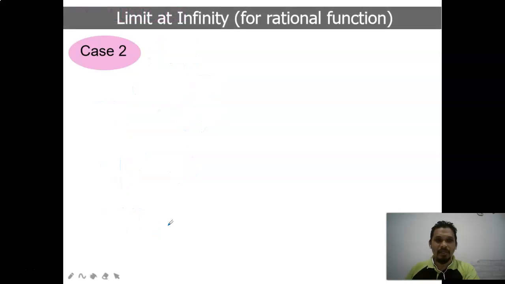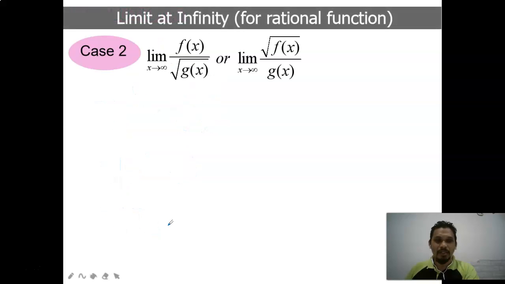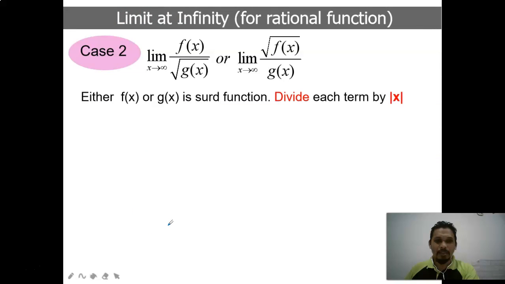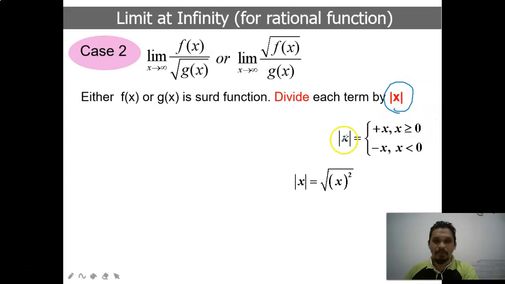So limit at infinity for rational function. So divide each term by absolute values of x. So when absolute value of x, let's refresh our previous knowledge for absolute values of x, a value of x positive and negative when x is approaching to greater than 0, and this one when x is less than 0. Okay.